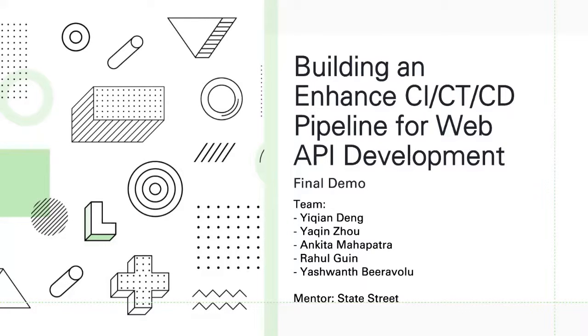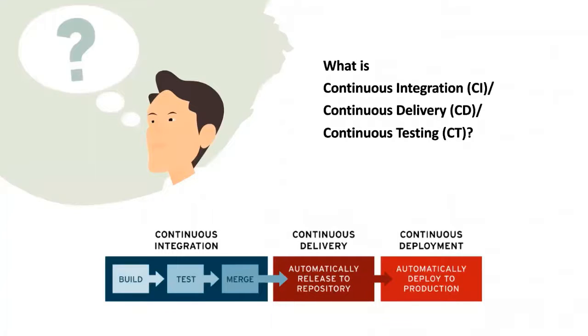Hi everyone. We have built an enhanced CI/CD pipeline for web API development and would be presenting a final demo. So what is continuous integration, that is CI, continuous delivery, that is CD, and continuous testing, that is CT?